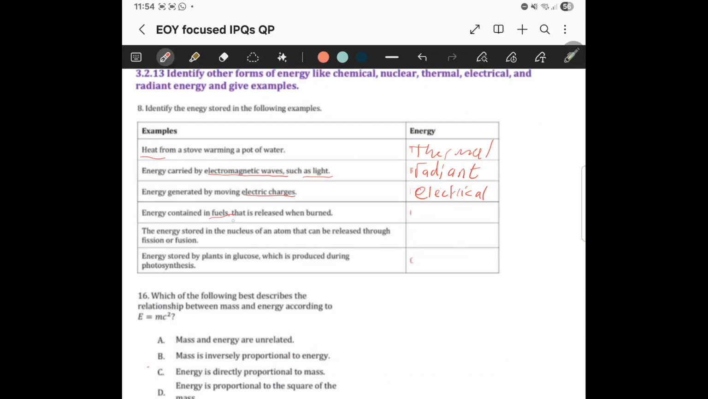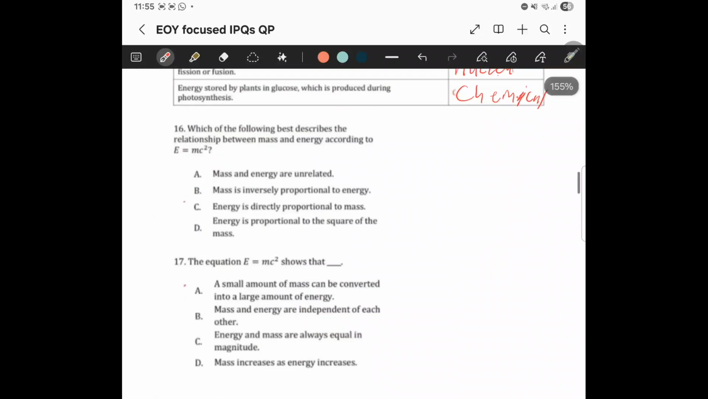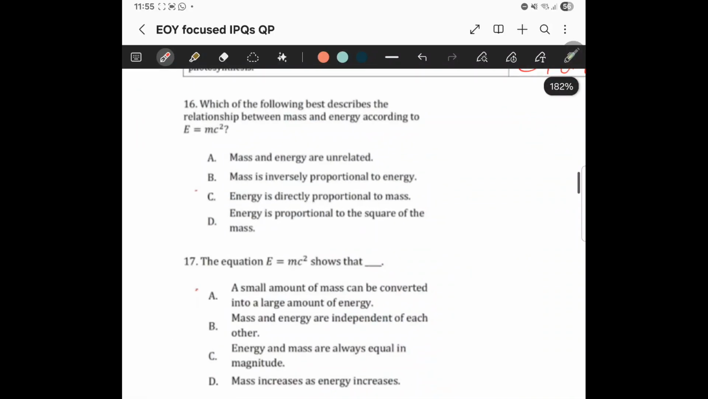In fuel, something that we have in fuels and it's going to get burned, that is normally chemical energy. Chemicals get burned, so chemical energy. Energy stored in the nucleus, there's a clue there. Nucleus means nuclear. Energy stored by plants in glucose, so energy stored in plants. Again, same idea as a fuel. Plants store energy to survive off, and that is simply chemical energy again. Food is also chemical energy. Chemical.